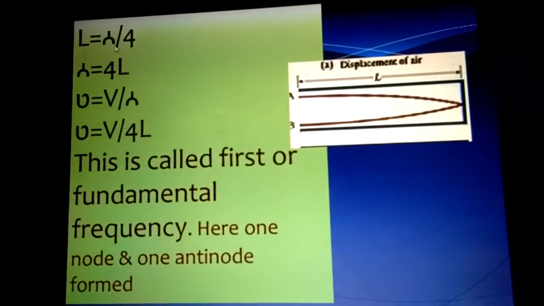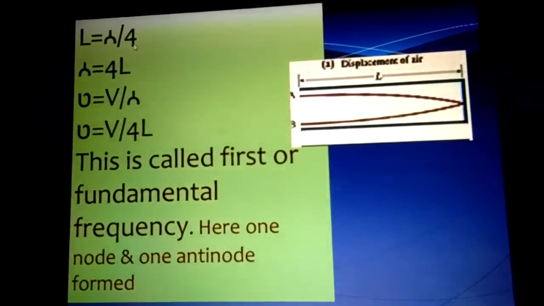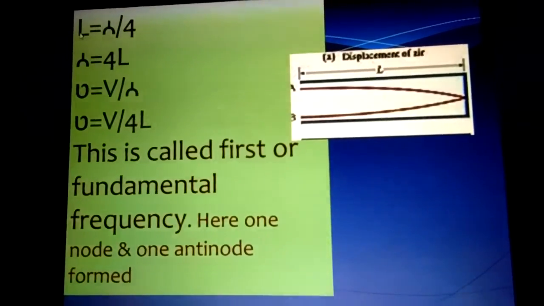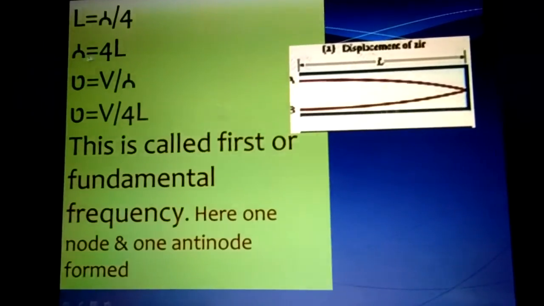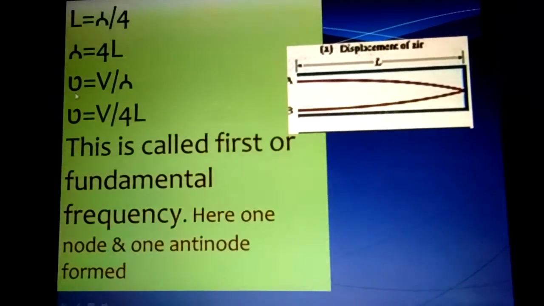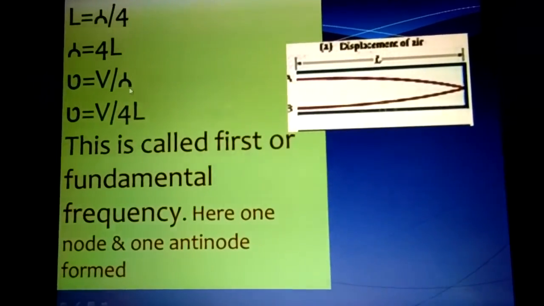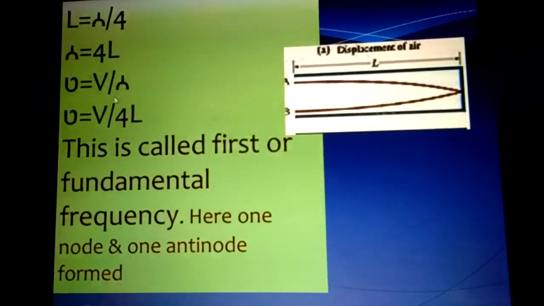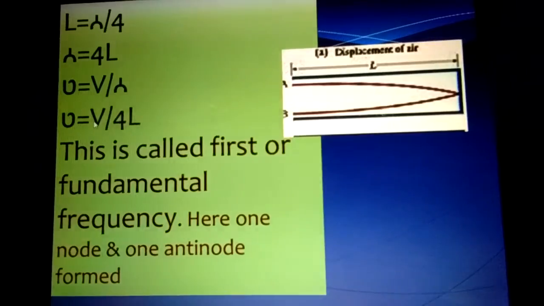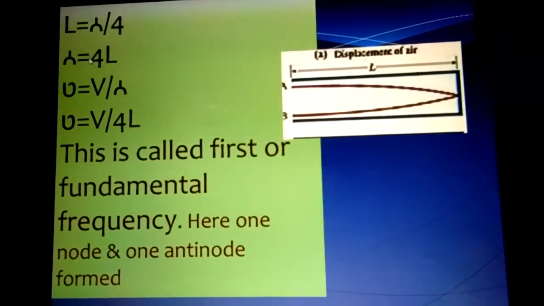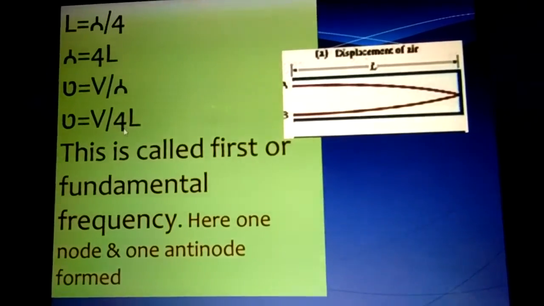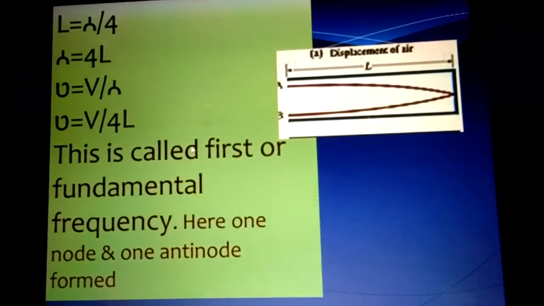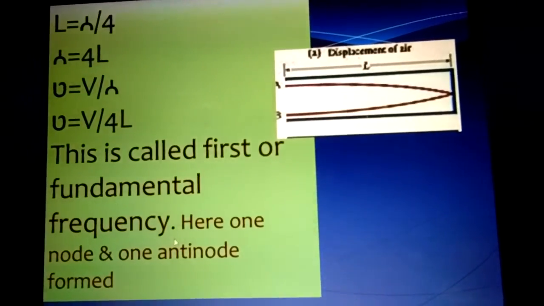Lambda equals, the 4 is in the denominator, so it goes to the other side and is multiplied: lambda equals 4L. Then nu equals V by lambda, you know this equation, the same as in the open pipe. Lambda is 4L, so substituting 4L in the above equation, nu equals V by 4L. This is called the first or fundamental frequency.